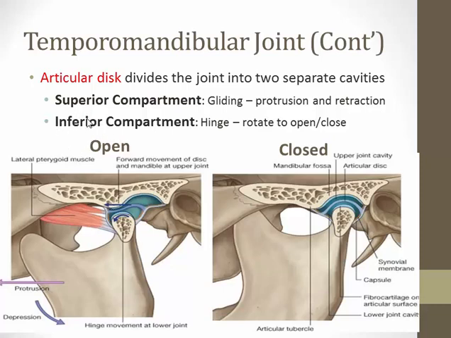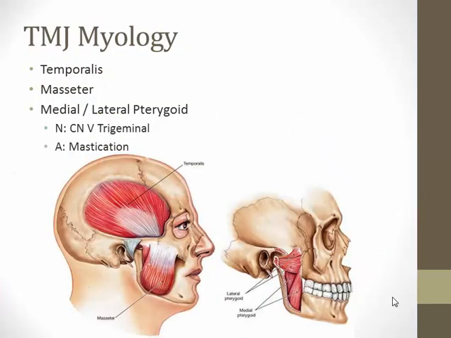The inferior compartment here is responsible for hinge motion. This condyle right here has the responsibility to rotate, in and out, back and forth, like a rocking chair. So it has the ability to open and close your jaw. Combining together, you have a lot of mobility at this TMJ because you virtually have two different joints.